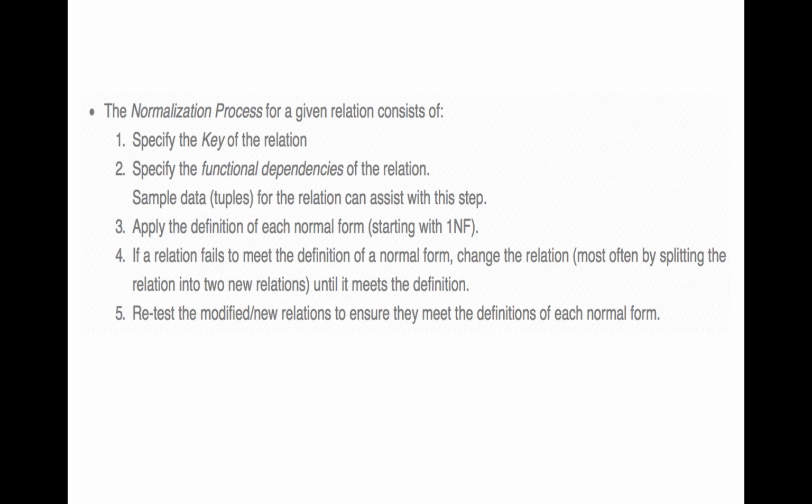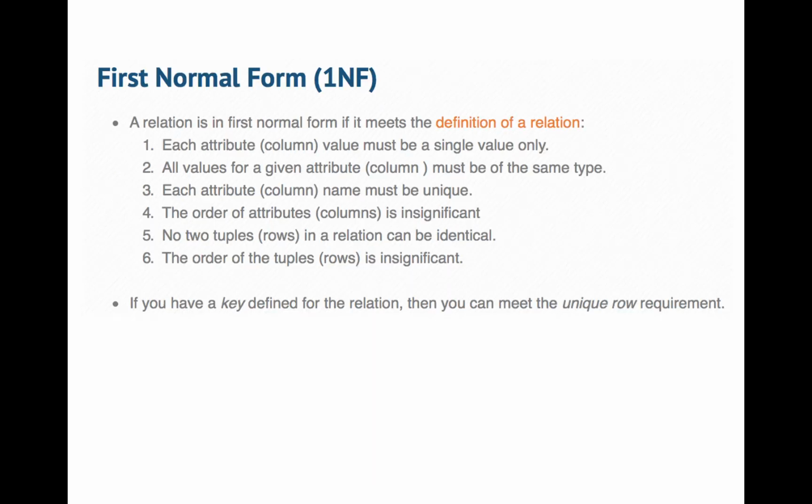When you have functional dependencies, you have to split the relation in order to figure out whether it's going to meet the normal form definition. After you split it, you retest the modified relations to ensure that they meet the definition of that normal form, starting from the first normal form.